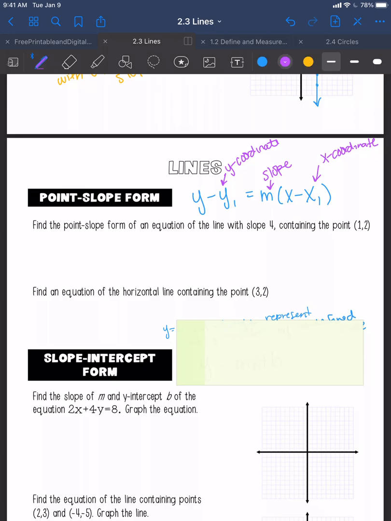So here we're asked to find the point slope form of an equation of the line with a slope of 4, so m is 4, containing the point 1, 2, so that's going to be our x1, y1. If you're given a point and the slope, you can always use point slope form. So plugging that in here is going to be y minus 2 equals 4 times x minus 1. There's no simplifying to do. That is the equation in point slope form.